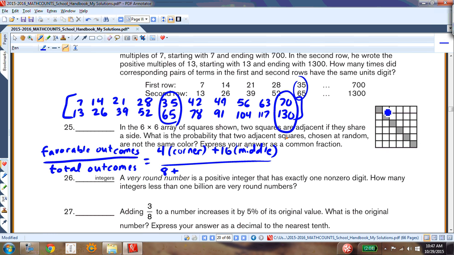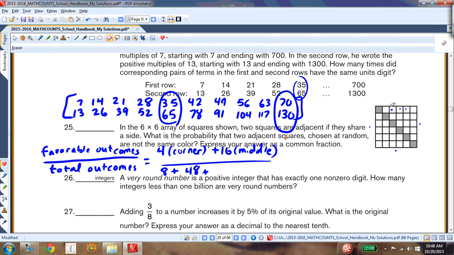Well, let's see. For this square, I have 1, 2, 3 adjacent squares. So I have 3, 6, 9, 12. So for each side here, I get 12 sets of adjacent squares. And I have 4 sides, so that's going to be 12 times 4, 48. All right. Now, that hasn't considered the middle squares.